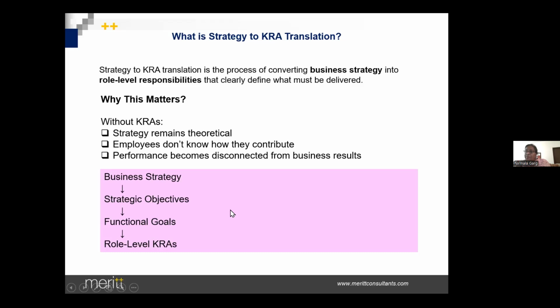So therefore, how do we do it? We use a very interesting tool called the balanced scorecard, where you are cascading down the strategy to objectives, objectives to goals, and goals to KRAs. And I'm sure most of you in your organization do it. So when you're setting goals, you are also looking at the functional goals. Now, where did the functional goals come from?